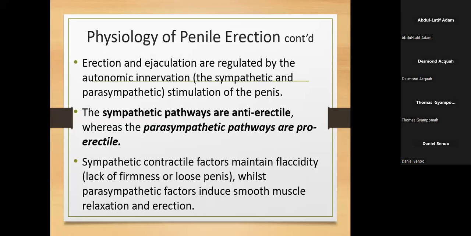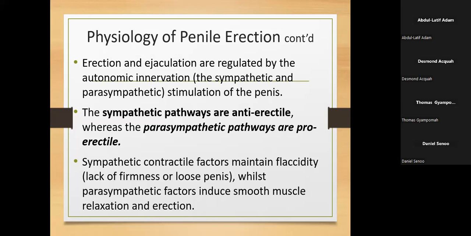Because the two are always opposite. Sympathetic and parasympathetic are always opposite. If one is doing this, the other is doing the opposite thing. So once most of the time the penis is loose, in a flaccid state, it means that what is in action is the sympathetic nervous system.